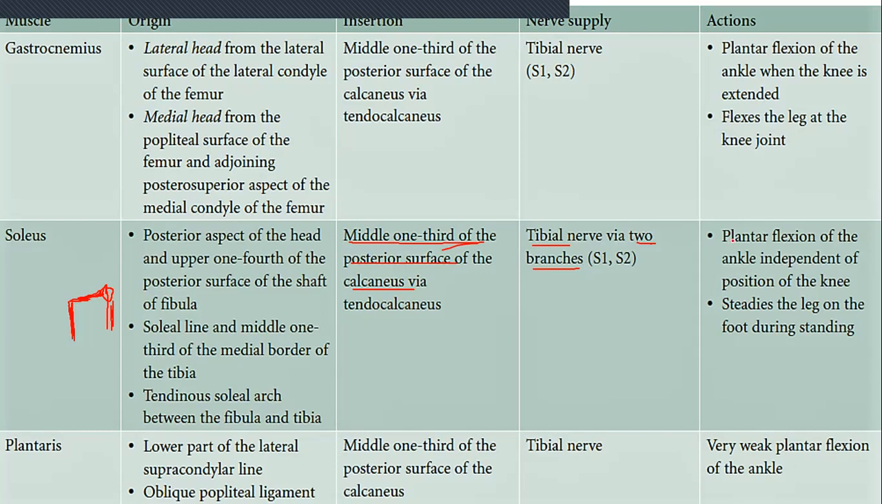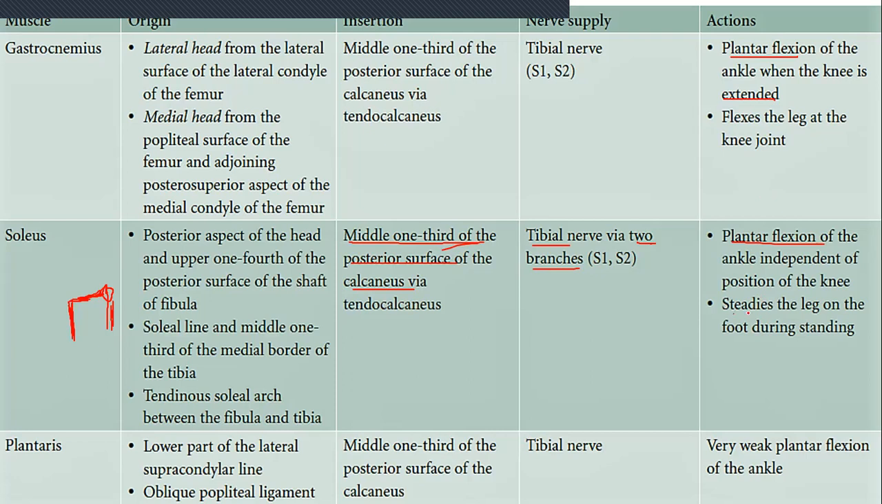It is a plantar flexor. It is the workhorse of plantar flexion. Whatever position the knee is in, it will plantar flex. Remember, gastrocnemius will only plantar flex when the knee is extended. So when the knee is flexed, gastrocnemius will not plantar flex the ankle, but soleus will plantar flex the ankle despite the position of the knee.